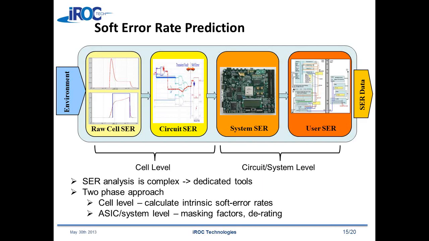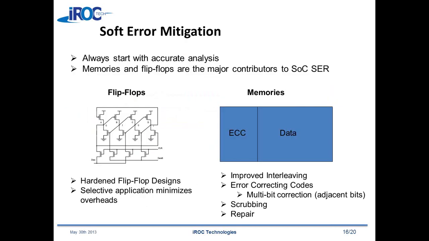And then, once we've established that at the flip-flop or gate level, what's the effect on the system? How much are those masking factors going to block the soft errors? And how many soft errors are still going to propagate up to have visible effects? So there's a two-phase approach, a cell level and a system level approach to prediction. And this isn't something you can really do back of the envelope. You need dedicated EDA tools that can calculate the cell level effects and then compute the system level effects.